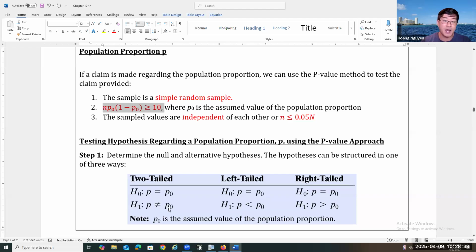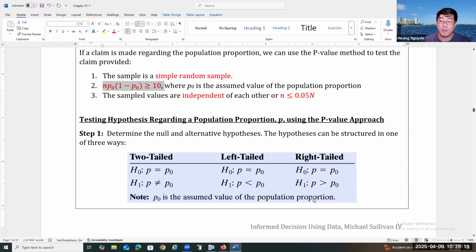So when we have P not equal to P0, then that's going to be a two-tailed test. When you have P less than P0, that's going to be a left-tailed test. And when you have P more than P0, it's going to be a right-tailed test. So based on the wording of the question, you have to select the corresponding inequality so we can complete the alternative hypothesis. For two-tailed test, not equal; left-tailed test, less than; and right-tailed test, more than. So P0 is the assumed value of the population proportion. This is the value that you want to test. So that's going to be step number 1, to determine the null and the alternative hypothesis.